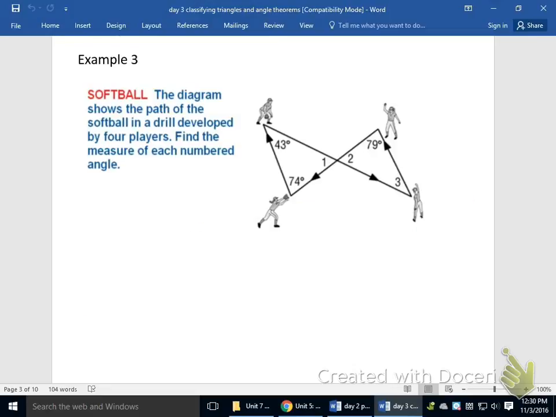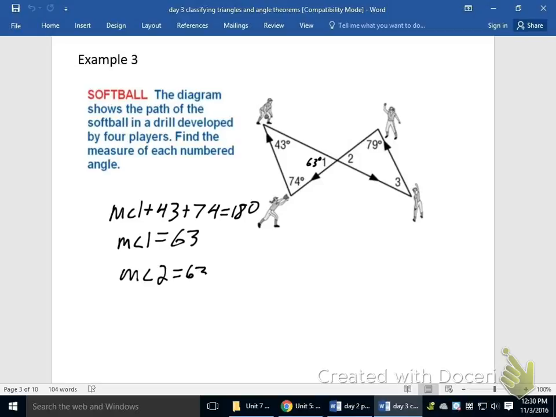All right, that comes in really handy on a problem like this where I could actually start to find angle 1 right here by taking 43 and 74 off of 180, since the measure of angle 1 plus 43 degrees plus 74 degrees equals 180. So that would tell me that the measure of angle 1 is actually 63 degrees. Put a little note inside the figure here. While I'm at it, if I'm trying to find angles 2 and 3 as well, then the measure of angle 2 would also be 63 degrees by the vertical angles theorem.